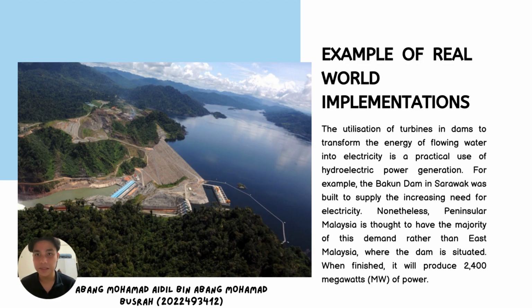Example of real-world implementation: the utilization of turbines in a dam to transform the energy of flowing water into electricity is a practical use of hydroelectric power generation. For example, the Bakun Dam was built to supply the increasing need for electricity. Nonetheless, Peninsula Malaysia is thought to have the majority of this demand rather than East Malaysia, where the dam is situated. When finished, it will produce 2,400 megawatts of power.